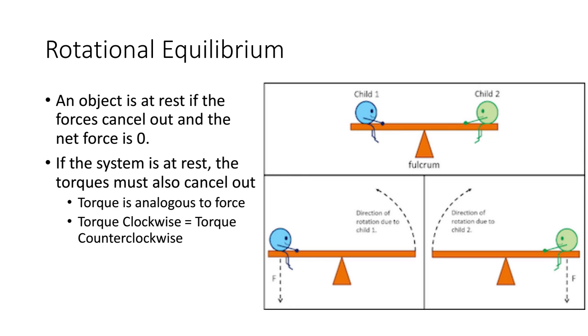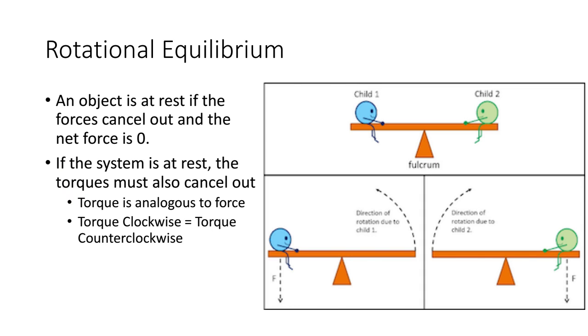What if there are two torques? For example, what if there's an object that's balancing, like on a seesaw? These two objects are in what's called rotational equilibrium. When we're talking about linear systems, we say that an object is at rest if all the forces cancel and the net force is 0. So for an object in a rotational frame of reference, if the system is at rest, the torques have to cancel because torque is analogous to force.